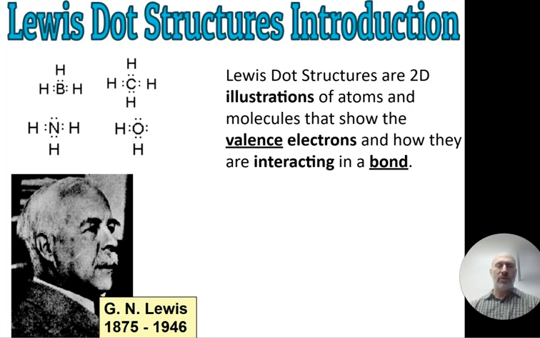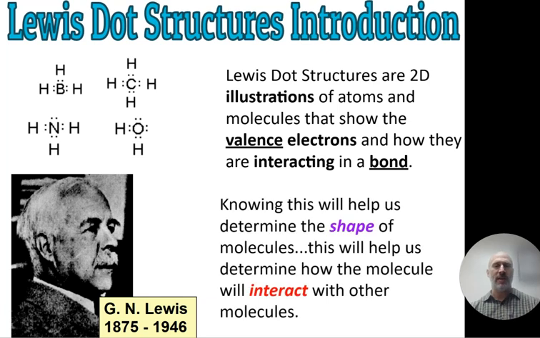So Lewis dot structures were developed by this gentleman here as a way to show those valence electrons and how they interact in a bond. Those outer electrons are the ones that are getting stolen and shared, right? We just want to see how they interact with each other, and that's how molecules will form. A Lewis dot structure is a simple way of showing that, so we don't have to draw those Bohr models with all the different rings, which would be a lot of extra drawing. So Lewis dot structures are a way to simplify that process.